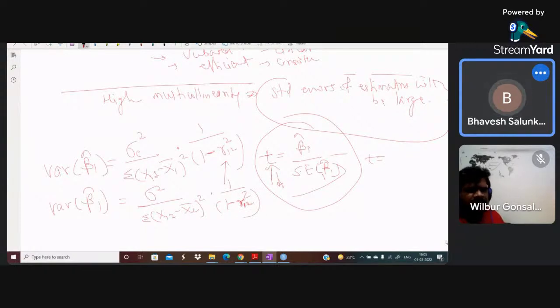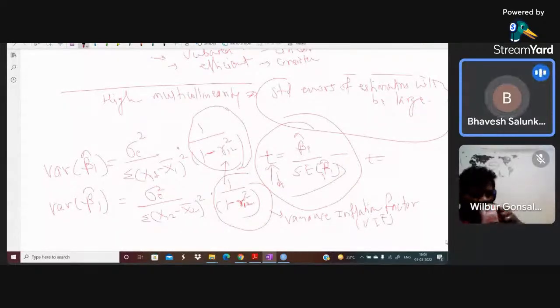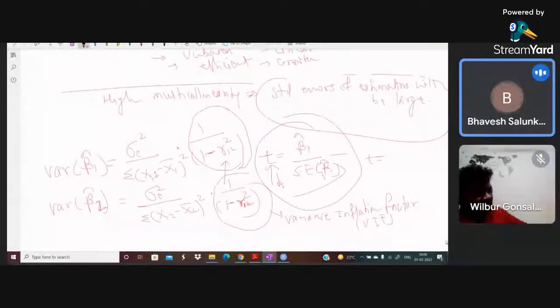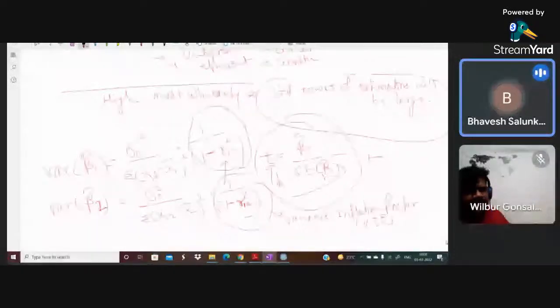Now this second term, understand, this second term is actually called the variance inflation factor, VIF. What does this mean? It gives you the value by which the variance of beta hat 2 is actually inflated due to correlation between x1 and x2.